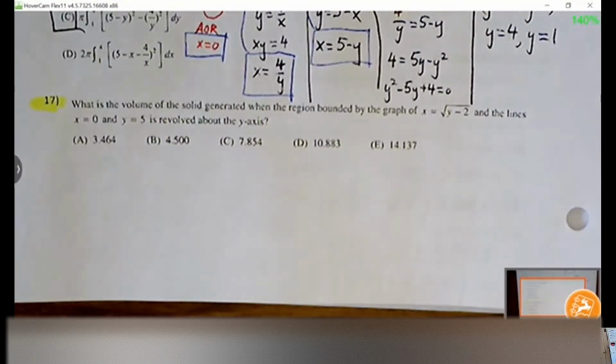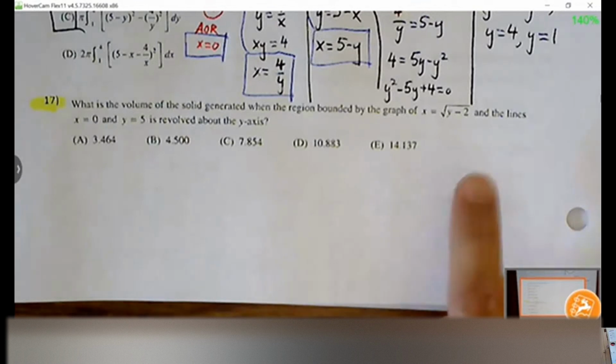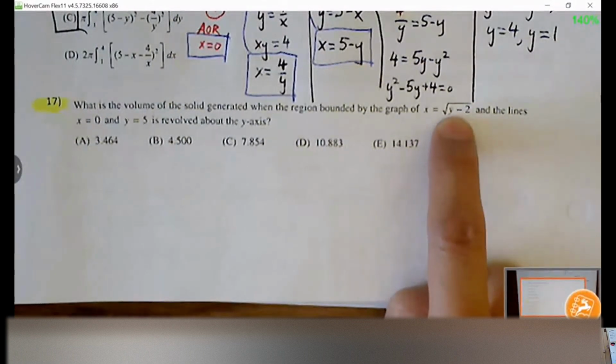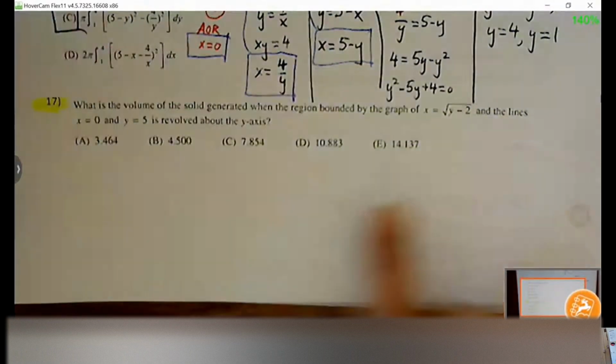What is the volume of the solid generated when the region bounded by the graph x equals square root of y minus 2 and the lines x equals 0 and y equals 5 revolve about the y-axis? Let's figure out what this graph looks like. I know it's kind of tough to figure out what that is. I want to solve in terms of y so I can just get something that's more familiar to me.